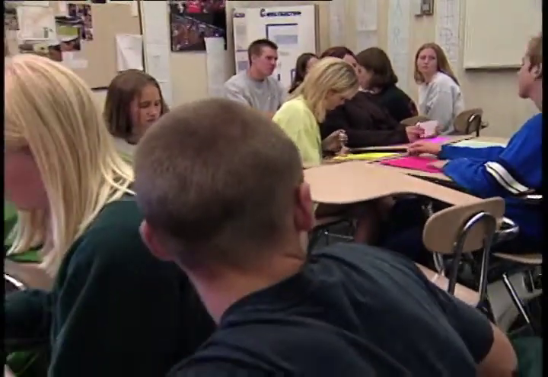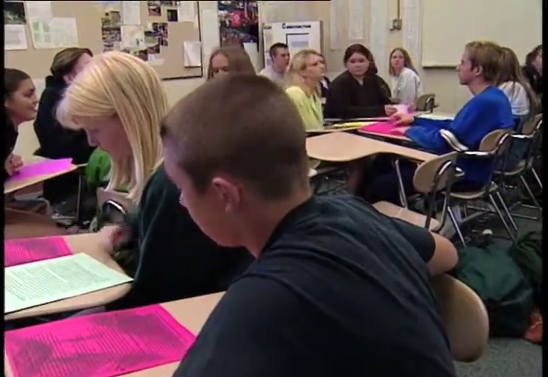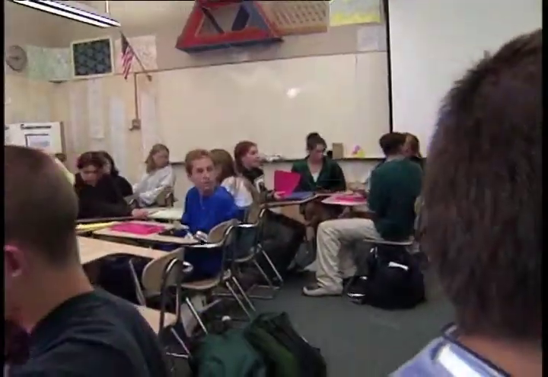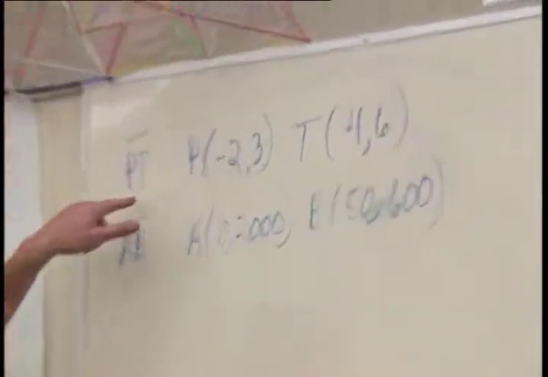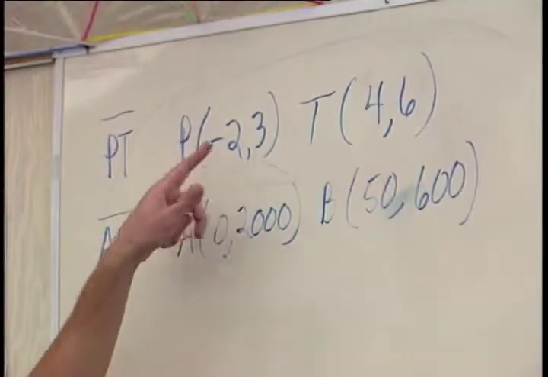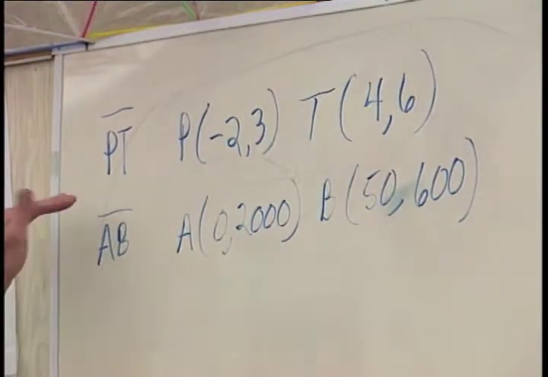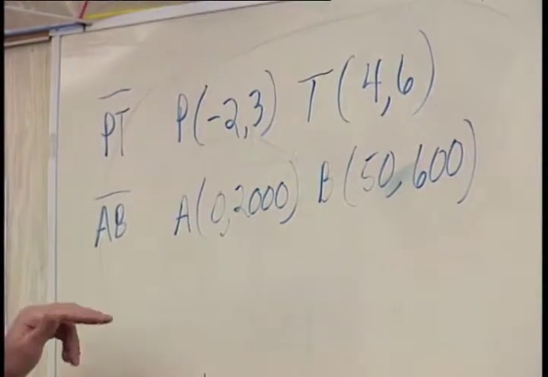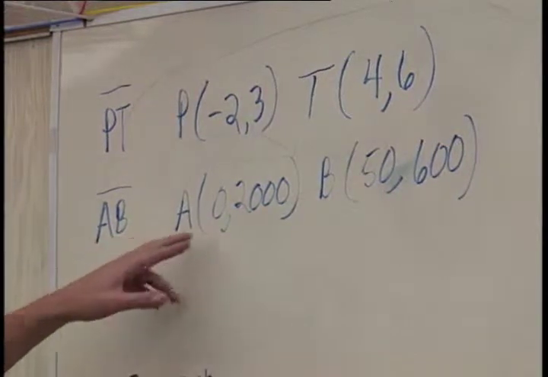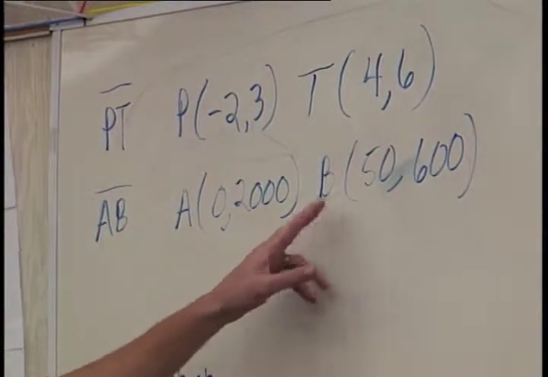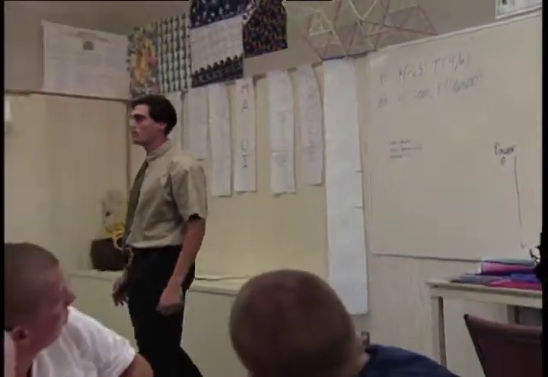The next level is we're going to apply these needs in the math classroom. So now here comes the mathematical portion of this. Within your group, we're just reviewing slope. I want you to plot these, or find the slope of these 2 points. So point P is (-2, 3), point T is (4, 6), and I want you to find the slope of that line segment, and then find the slope of the line segment AB. A is at (0, 2000) and B is at (50, 600). So find the slope of both of those lines.